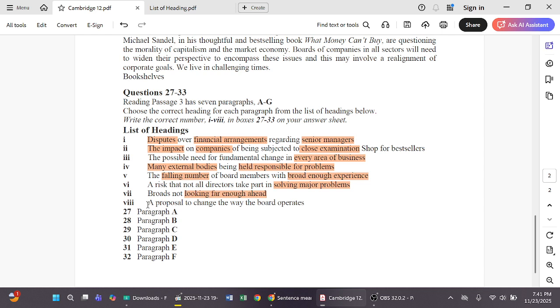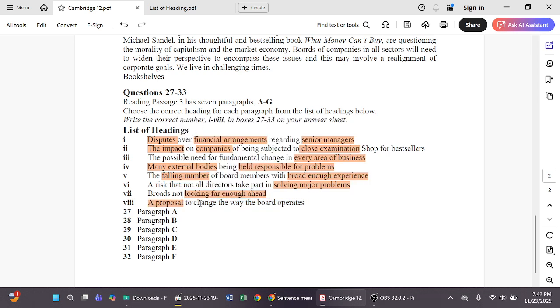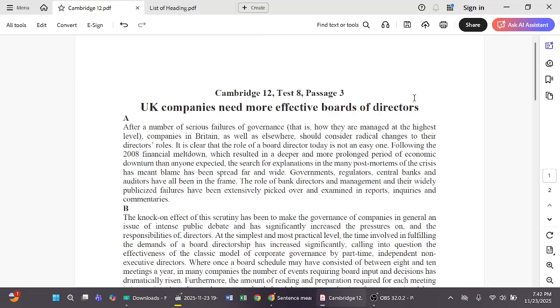And the next and last but not the least one is a proposal to change the way the board operates. Here we can see a proposal to change something, the way the board operates. So we have to read the first one or two sentences and the last one or two sentences to get an overview. We have to skim the overall passage to understand the whole concept, but it doesn't mean that we won't be able to understand everything.